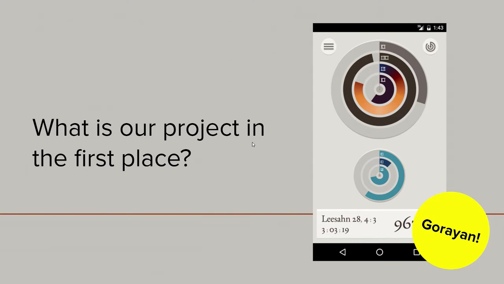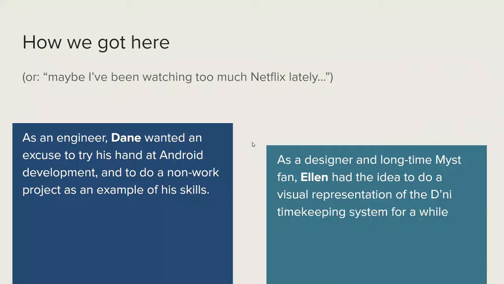Okay, so as I said, this is a clock app for Android. A nice still shot there, which is a bit more reliable than the phone was. So to start off, who are we? My name is Dane. I'm a software engineer and did most of the coding for this project. Basically, my interest in this, in addition to being a Myst fan, was to try my hand at Android development and also have a project that could show people outside of what I do for work.